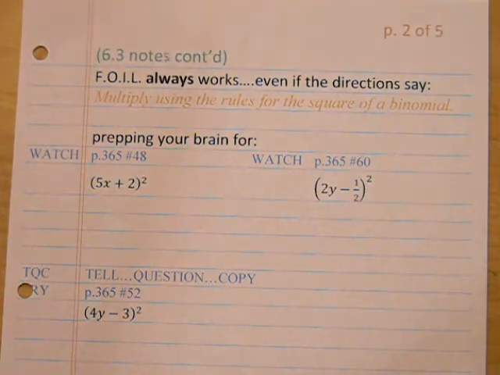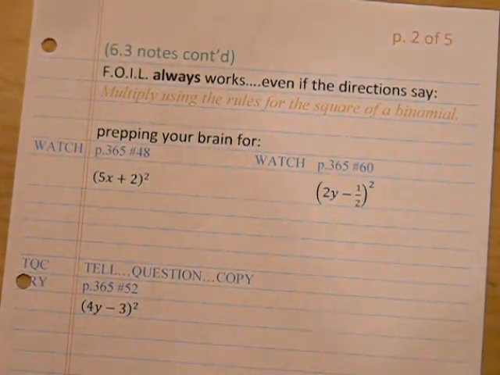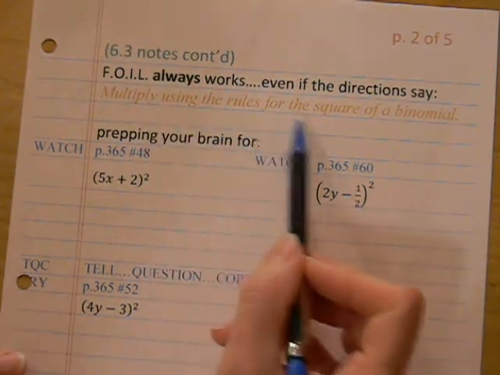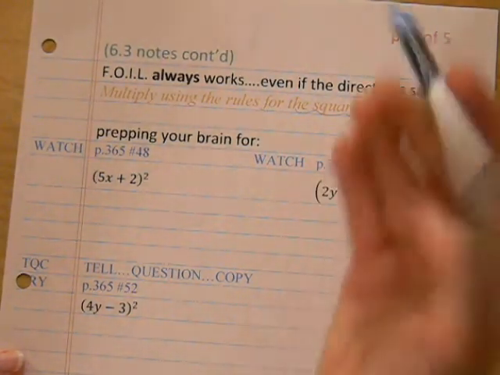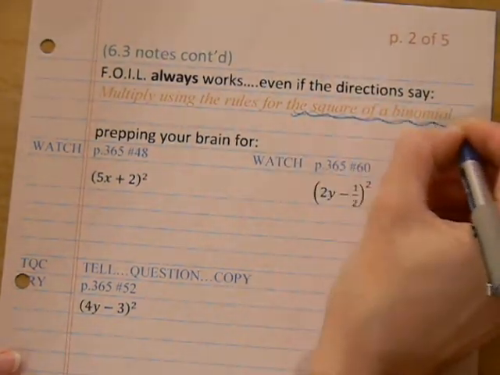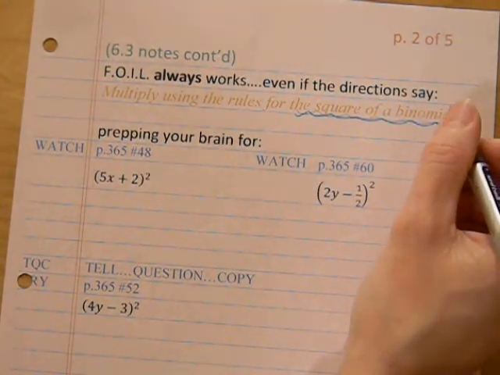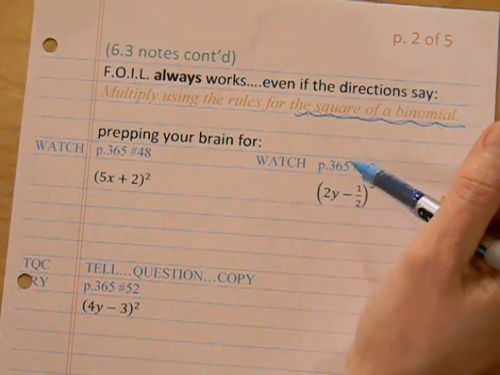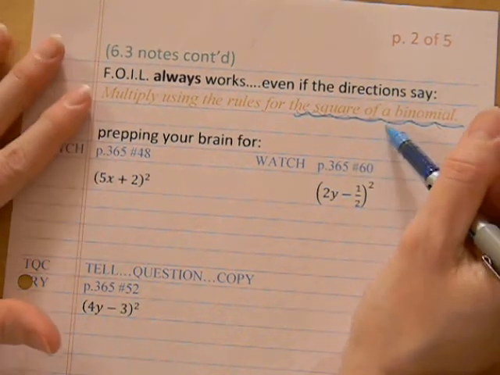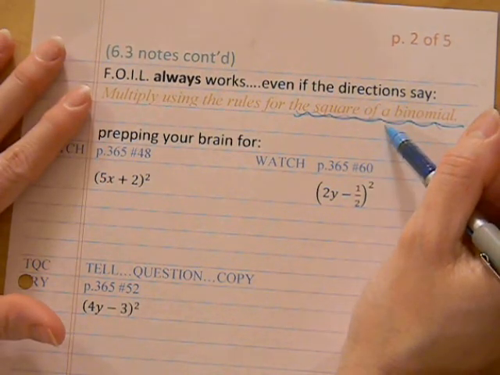Okay, 6.3, page 2. Again, FOIL always works, even if the directions say to multiply using the rules for the square of a binomial. Totally fine if you are feeling really confident about your FOILing and distribution and all that, and you want to start planting the seed and get really ready for factoring, then do focus on this as the square of a binomial, okay?